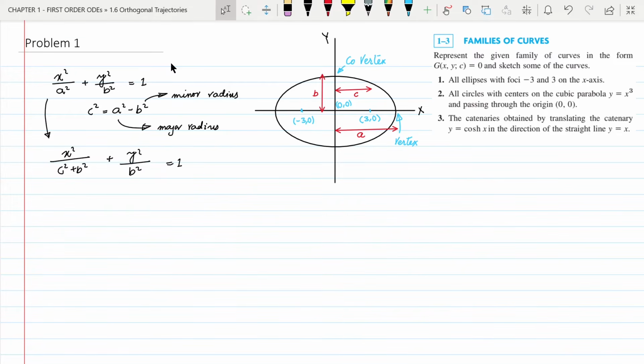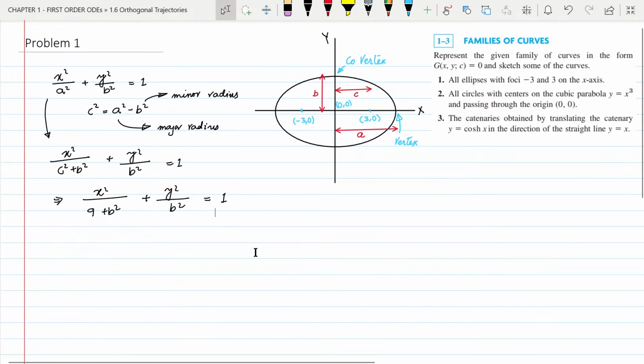We have the value of c here, which is 3, which is the distance from the center to either of the foci. So this implies x square by 9 plus b square plus y square by b square equal to 1. We can see now this equation has an x variable, which is the independent variable, a y, the dependent variable, and one parameter b.